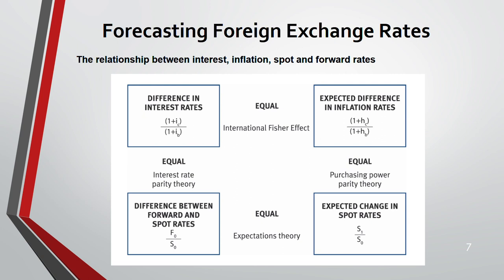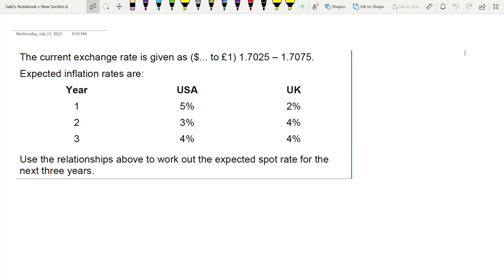So let's do a small question. Here you have been given the current exchange rate, 1.7025, 1.7075. There are two rates. This is how they give exchange rate. One is known as bid price, the other one is known as ask price. And you have been given the inflation rate for the two countries for 3 years. Now, using the relationship, you have to work out the expected spot rate for the next 3 years. You have been given the inflation. Okay. So what do you do?